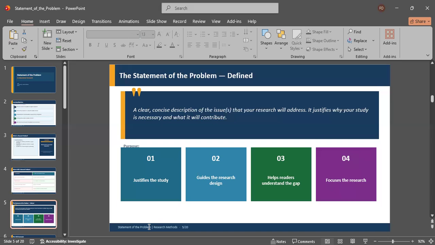It justifies your study. Because what if another person has done a study on this same problem, and you are trying to come up with another study again on this problem? Why do you think yours is better? Or why do you think yours is needed? Let me not say better, needed. If somebody has done that same research on that same problem also, your statement of problem should justify why yours.